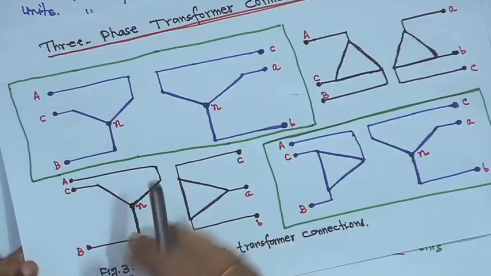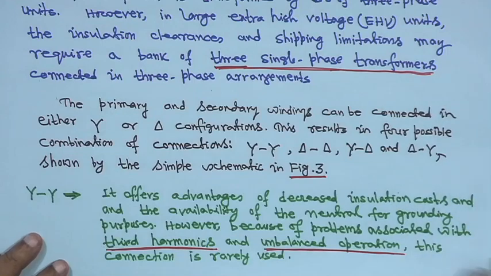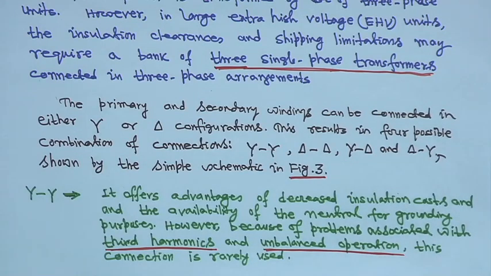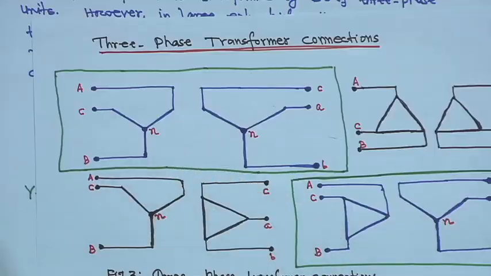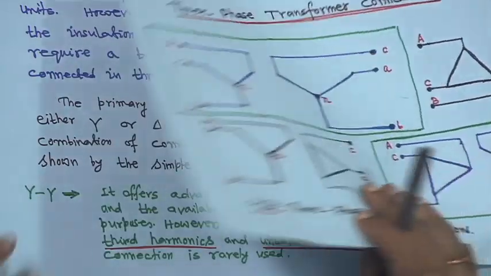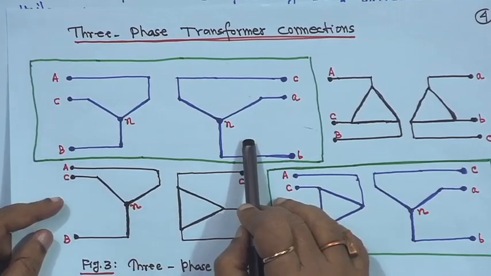And the grounding facility for the star connection is there. However, because of the problem associated with third harmonics and unbalanced operation, this connection is rarely used. There is no path for third harmonic current circulation in the star-star connection, and for unbalanced operation as well. That is why the star-star connection is rarely used as a high voltage transmission system.